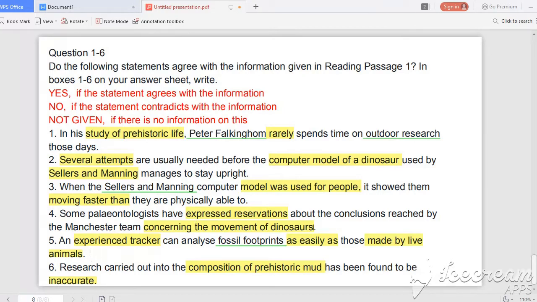So now let's move to the next question. An experienced tracker can analyze fossil footprints as easily as those made by live animals.